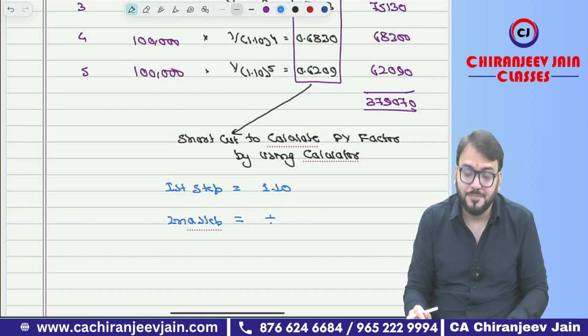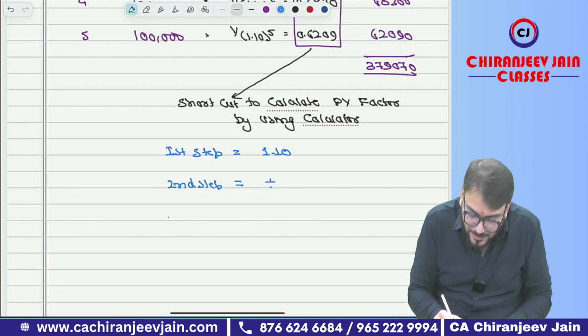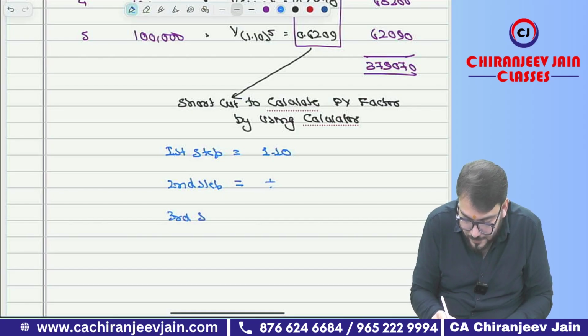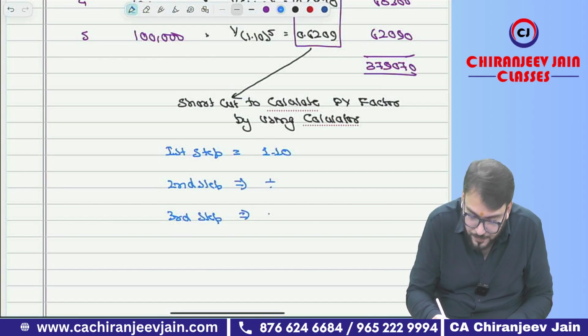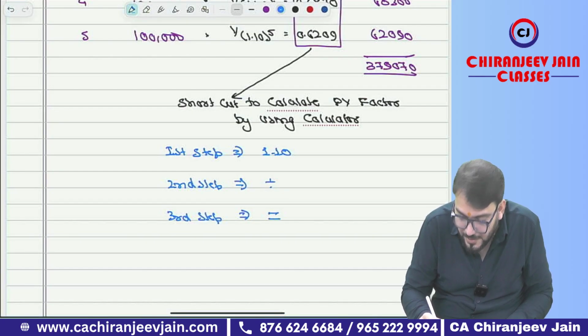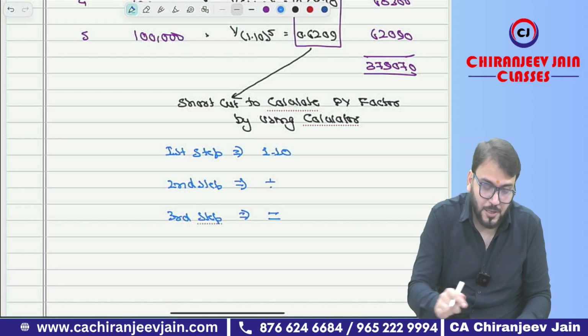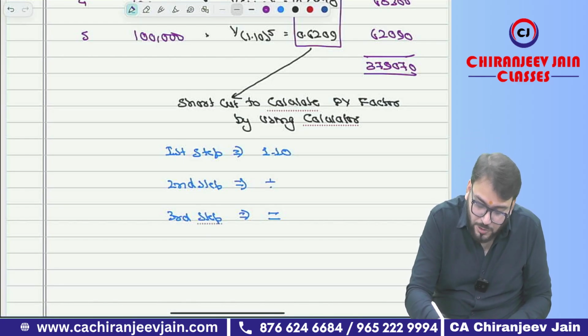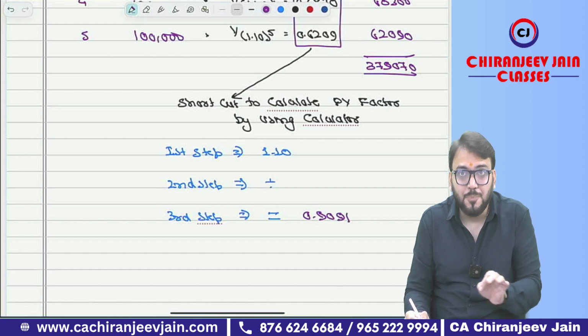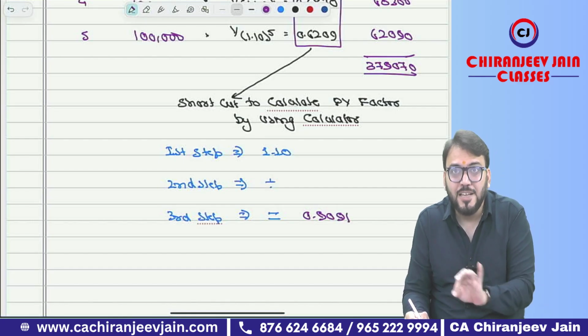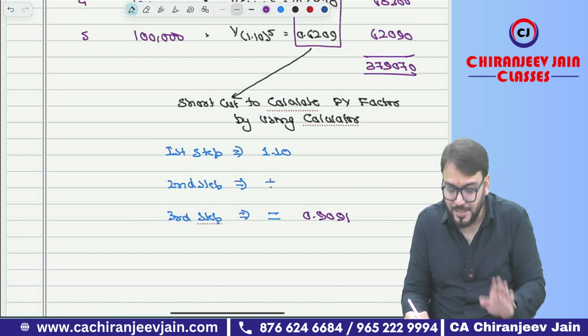Then second step, press divide. Then what is the third step? Third step is equal to. Give equal to. You can see first equal to, you are getting 0.9091 approximated. Do rounding off to 4 decimal. Take 4 decimal or 3 decimal. We'll take 4 decimal.